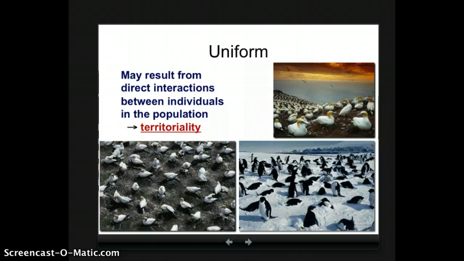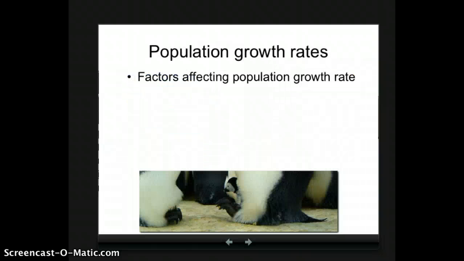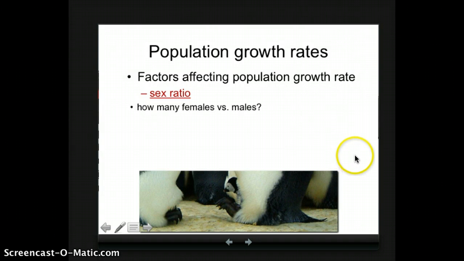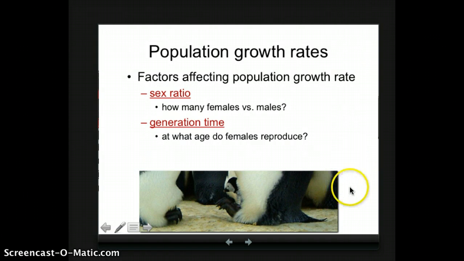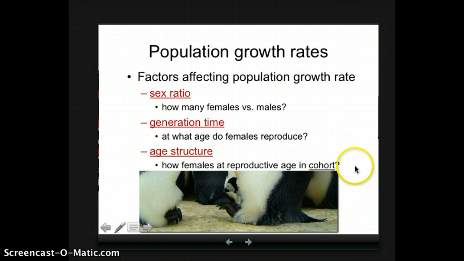We can also talk about population growth rates, which gets a little bit into the demographics, factors that affect population growth rate. So if we were to take that change in population and put it over time, you would get a rate. And what affects population growth rate is the ratio of males to females, the generation time, at what age do females reproduce, and how many females are at a reproductive age in a particular cohort. A cohort I need you to think of as a group of individuals of a species that are born at the same time that you're taking data for over time.